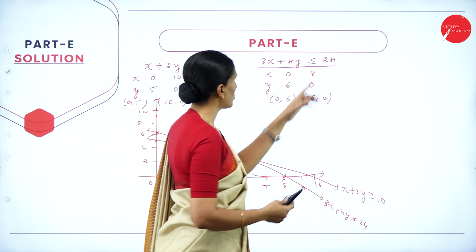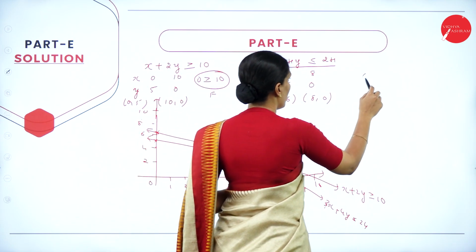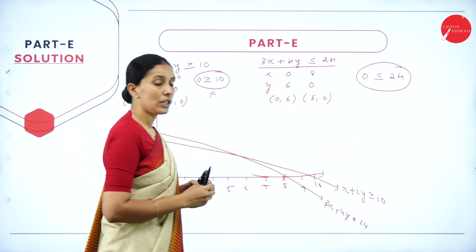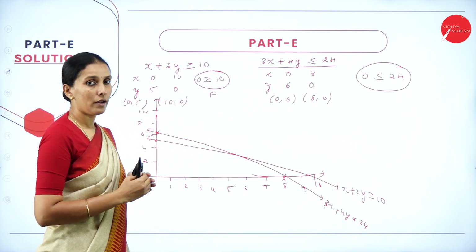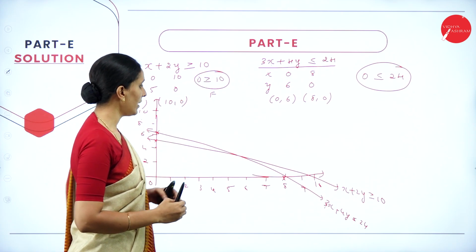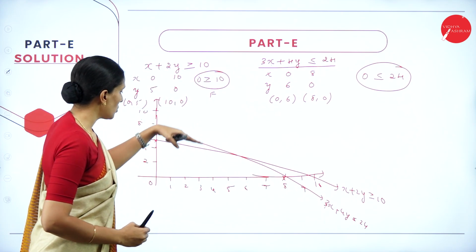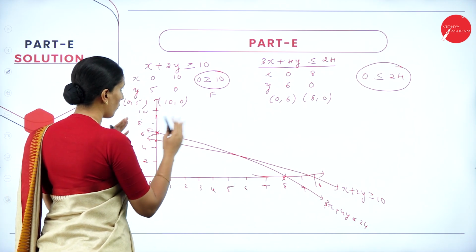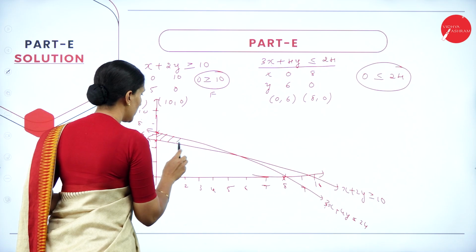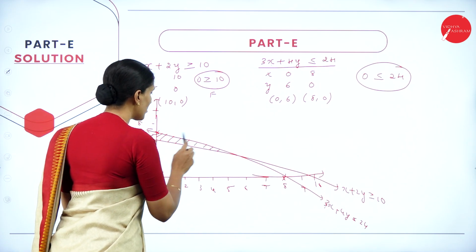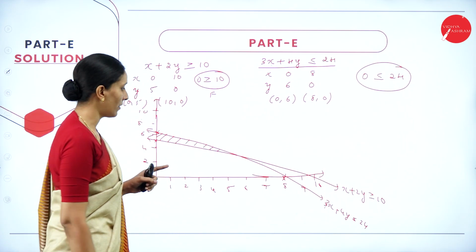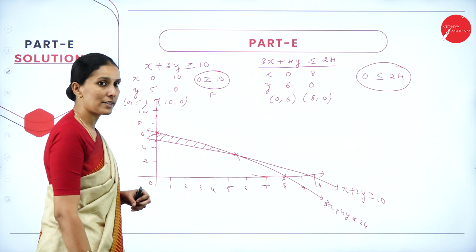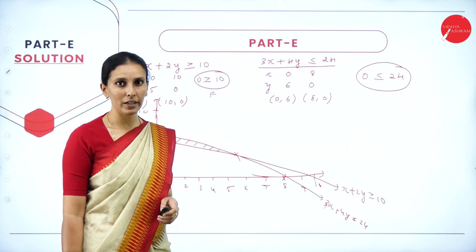Now for this equation, if you put x and y as 0, we get 0 less than or equal to 24, which is a true statement. That's why the region which contains 0 will fall as the solution for the given line. Hence for the given line, the region below the line is the solution. So when you observe these lines, the region here will satisfy the condition of the feasible region. Once you find the feasible region, just mark the corner points and write the coordinates of the given points.